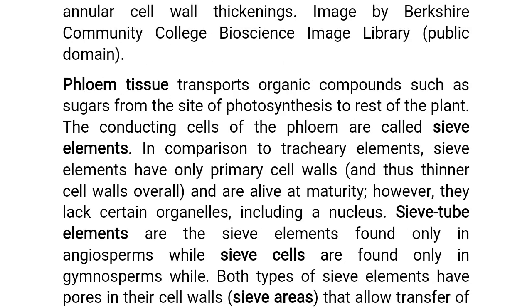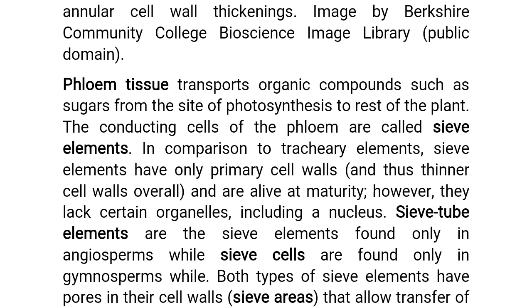So the next is the phloem. You're reading that the function of the phloem is to transport the manufactured food, or you can call it the organic compound, which is the starch or the sugar, from the site of photosynthesis to the rest of the plant. Now, the phloem consists of sieve tube, companion cell, phloem fiber, and phloem parenchyma.